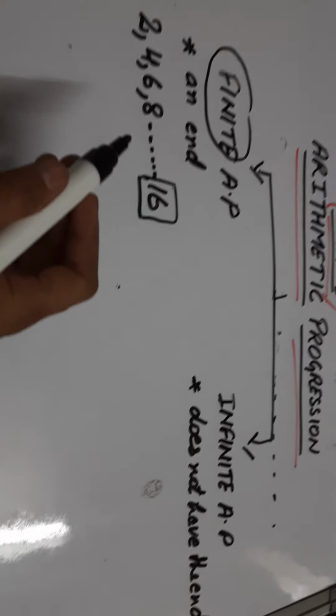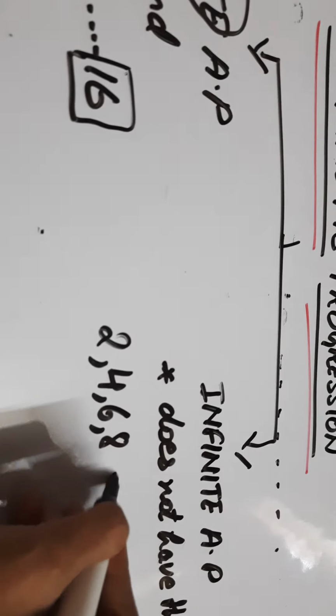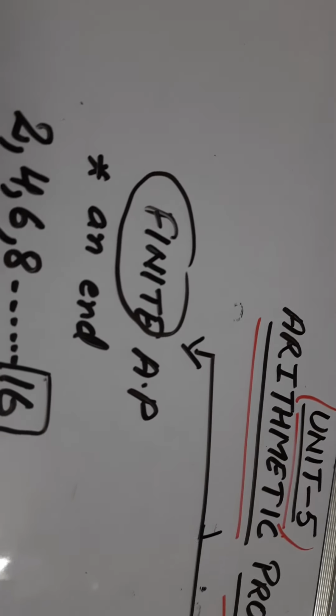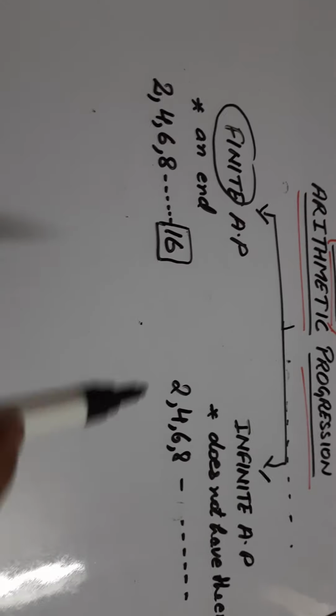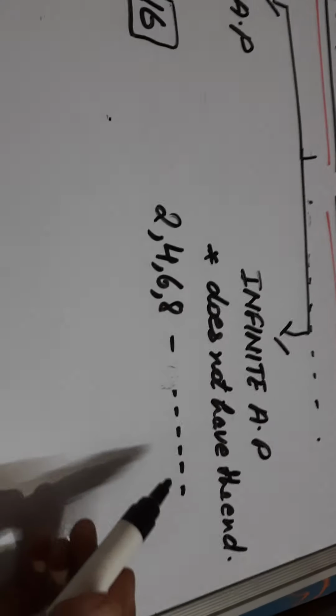But if I write the same AP like this, 2, 4, 6, 8, and so on, means I am not mentioning the last term. This implies that this is an infinite AP. Means the last term can be 100, or it can be 1000, or it can be 98. We don't know, because it is a never ending AP. So the finite AP is that AP which has the last term, and the infinite AP is that which does not have the last term, right?